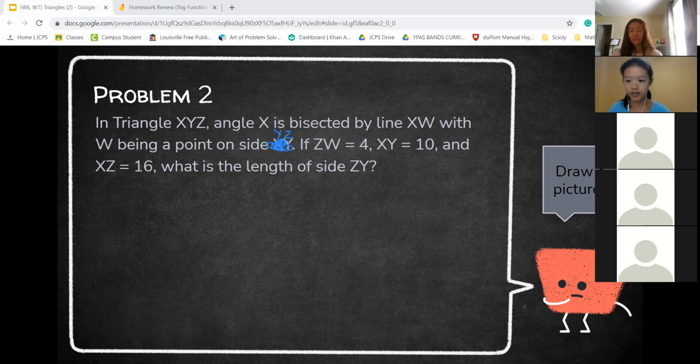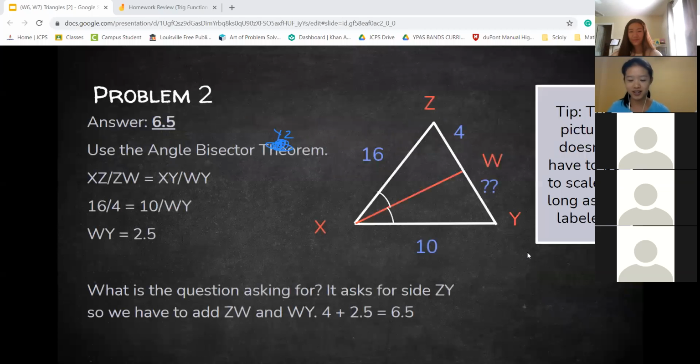Okay, I think we can go over it now. It looks like after the first hiccup with the 2.5s, you got it. So the answer is 6.5, and we just use the angle bisector theorem. To find the length of ZY, we first have to find the length of WY. So we set up a ratio using the angle bisector theorem: XZ divided by ZW equals XY divided by YW.